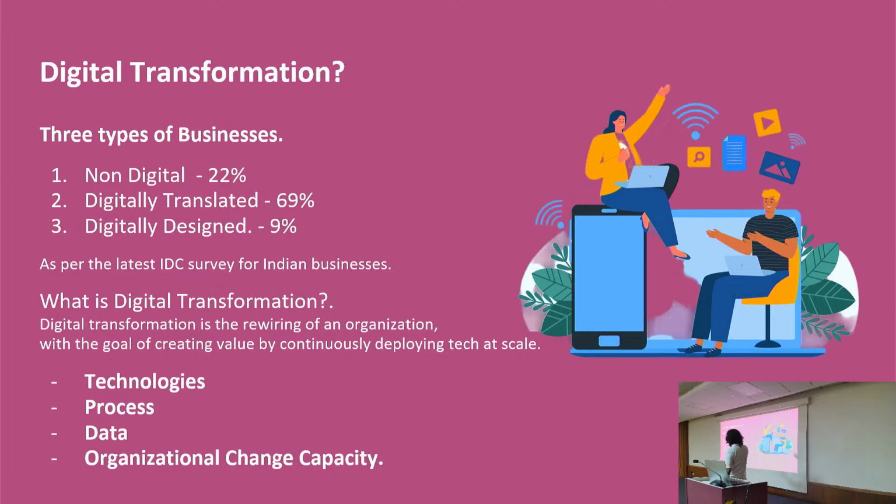So basically there are three types of businesses. One is totally non-digital, like on paper or Excel or something like that. Based on the latest IDC survey, 22% of businesses are still non-digital. 69% of businesses have transitioned to digital. That means in some way or other they have become digital. And the third one is digitally designed. What is digitally designed is, since the inception of the business, they have used digital technology. There are only 9% which are digitally designed.